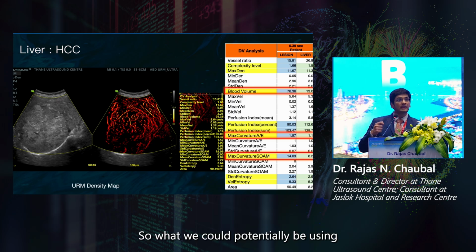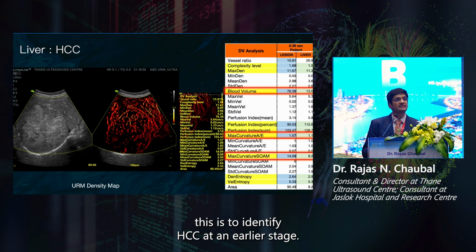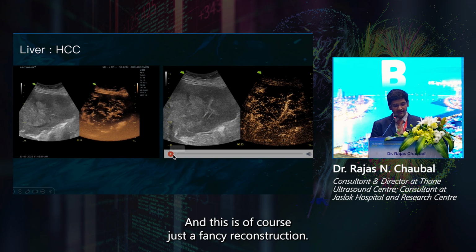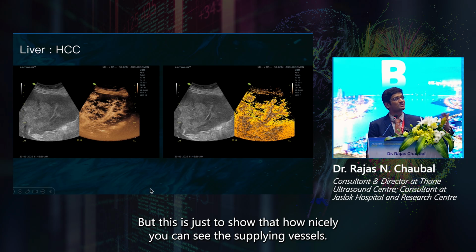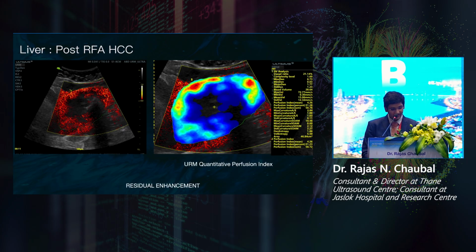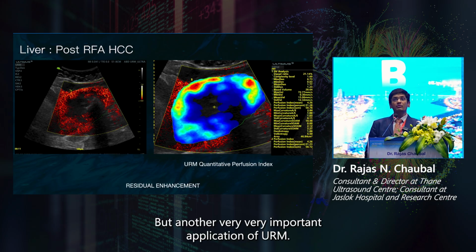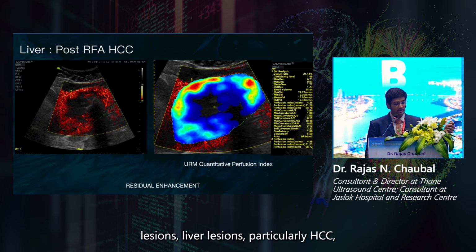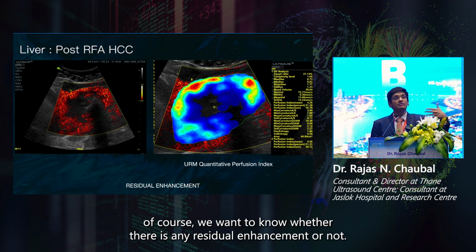So what we could potentially use this for is to identify HCCs at an earlier stage, right? And this is of course just a fancy reconstruction, but it shows how nicely you can see the supplying vessels. Great. But another very, very important application of URM: when we do ablations for liver lesions, particularly HCC, of course, we want to know whether there's any residual enhancement or not.